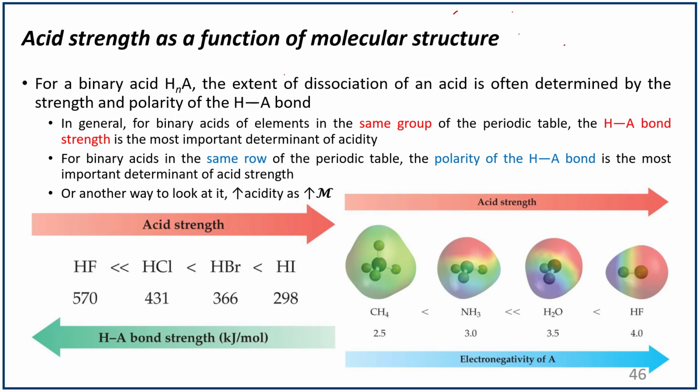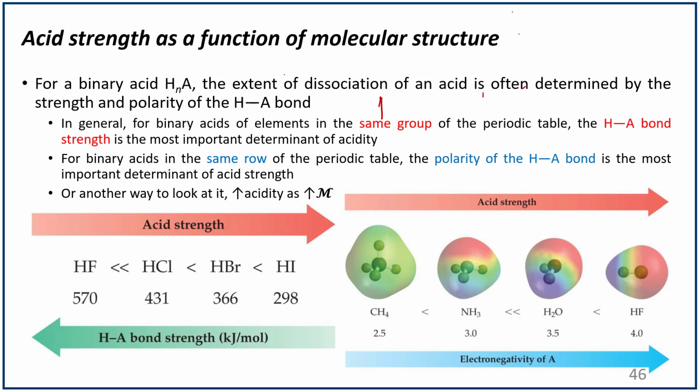For the first one, binary acids, they have this chemical formula HnA. Now keep in mind that the name binary acids comes from the fact that you have only two elements, H and A, H meaning hydrogen and A any other element. Okay, so if you have an acid with more than two elements, then that's not a binary acid, plain and simple. Okay, now the rule for binary acids is different for binary acids of the same group or the same row of the periodic table.